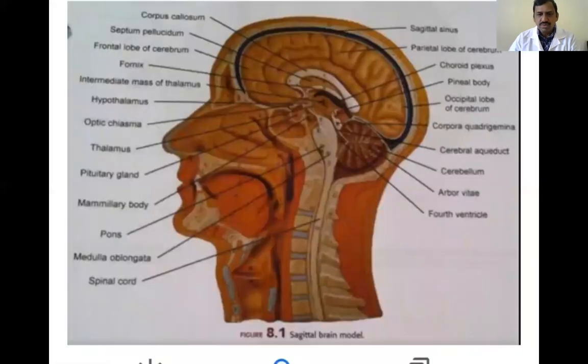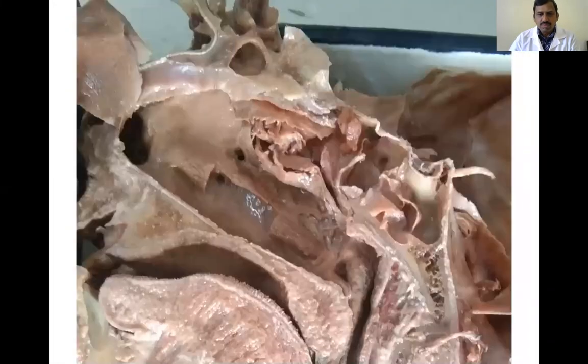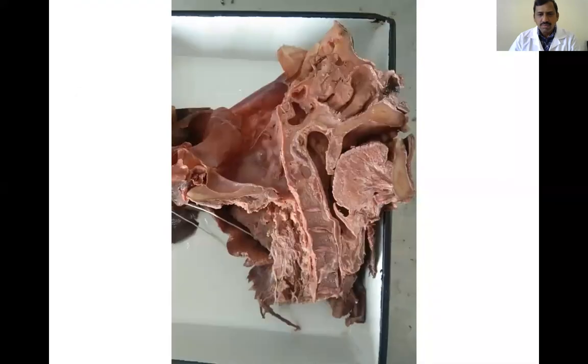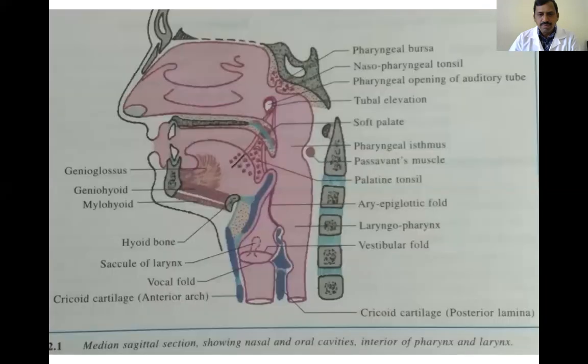Okay, next. You see, here this is the epiglottis. This is the vestibular fold. This is the vocal fold. Vestibular fold and vocal fold. And this is the cavity of the larynx, or ventricle of the larynx.